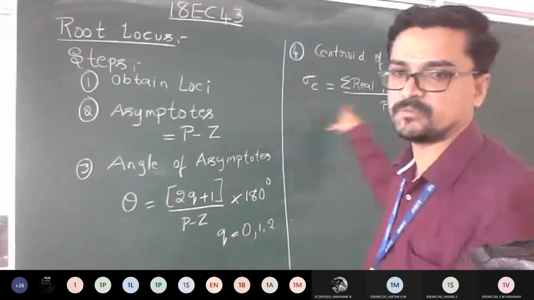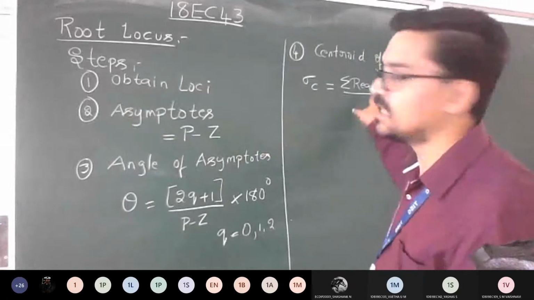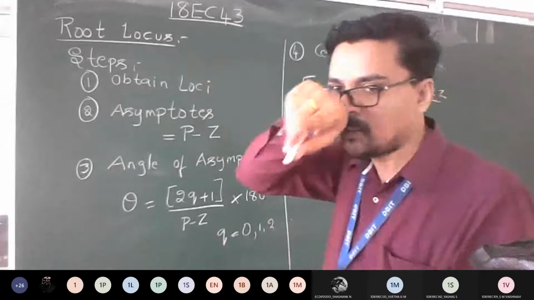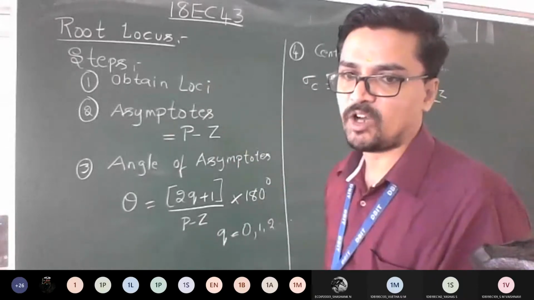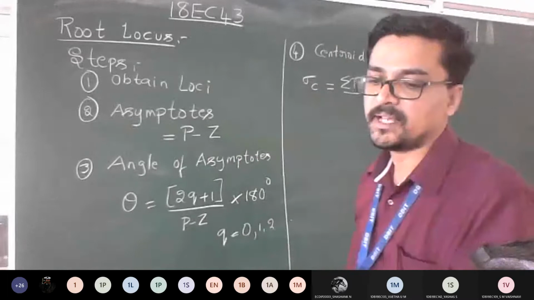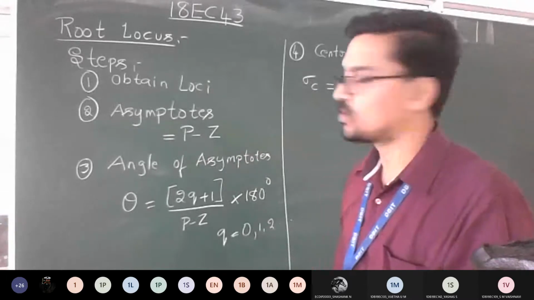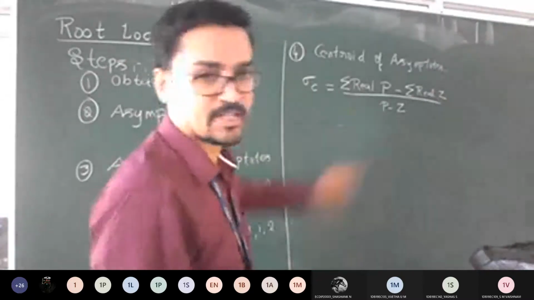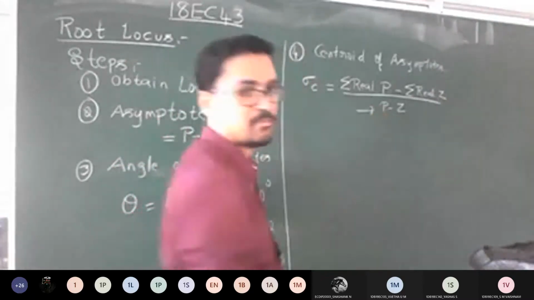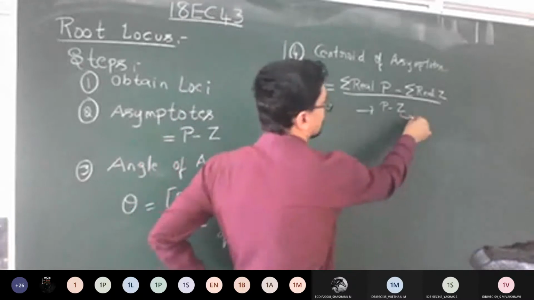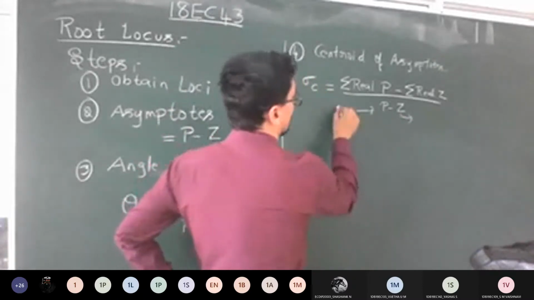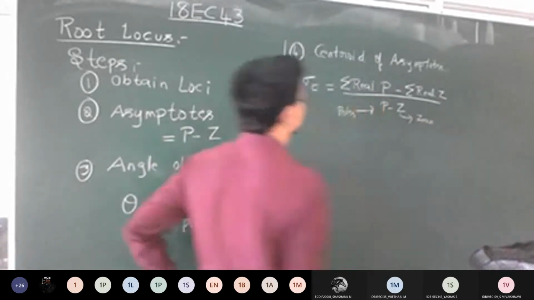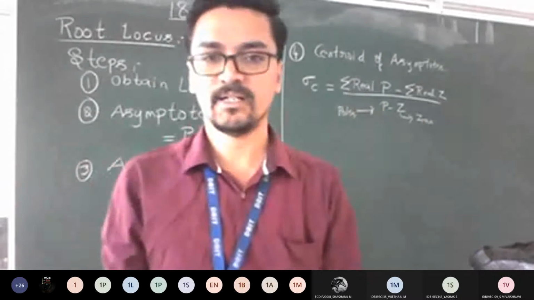So this is from your step number 2. See, the interlink is there. The real part of the poles that you get from step number 1, that summation, you subtract the zeros you have, and divide by P minus Z. Then you get the centroid. P indicates the number of poles and Z indicates the number of zeros.